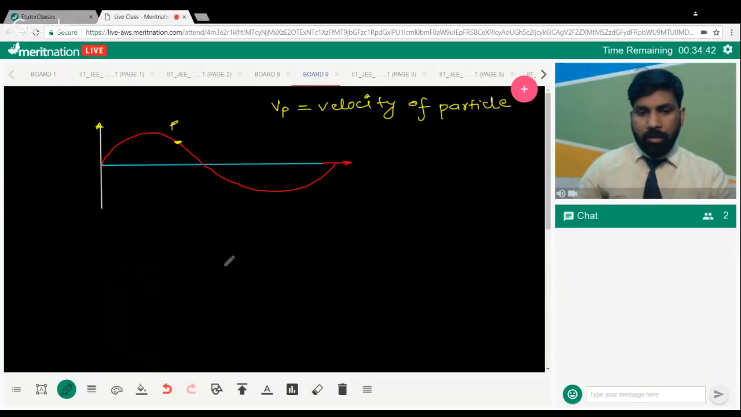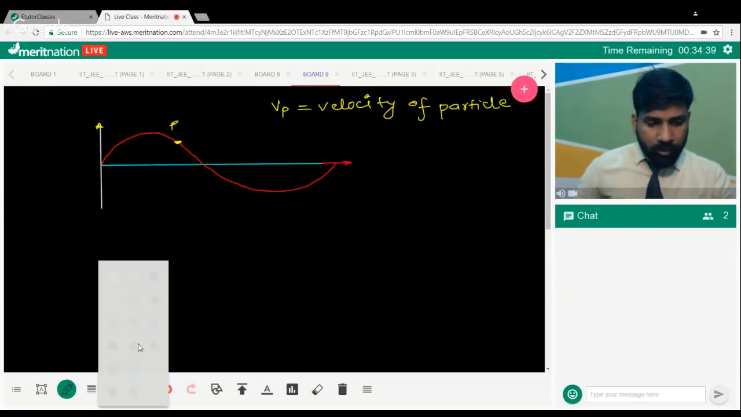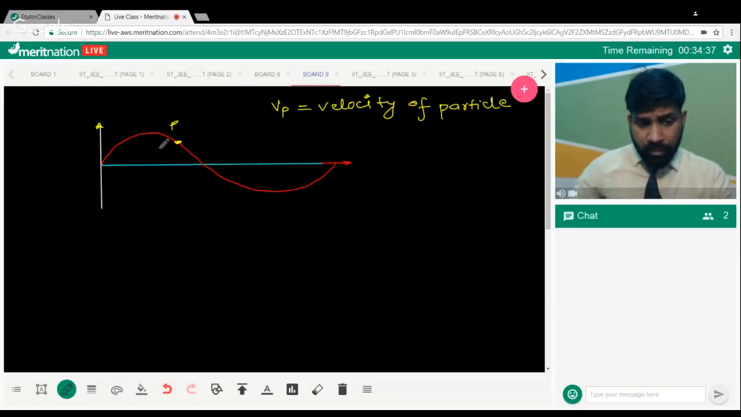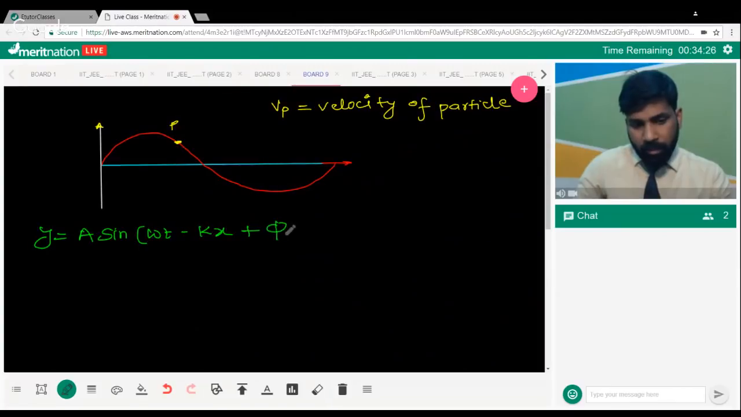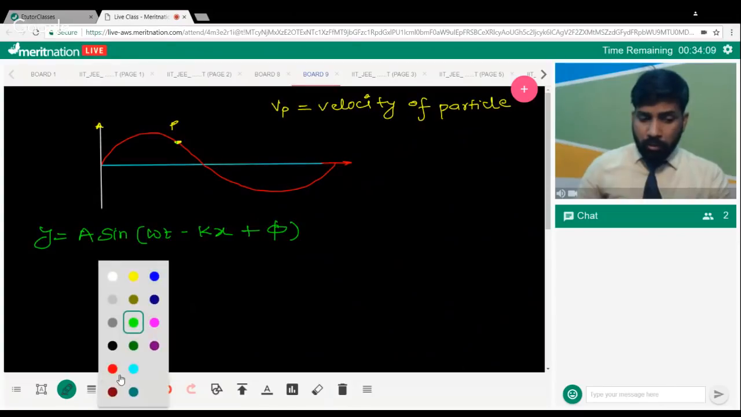Now you can see here, in this case, first of all, equation of this wave is y is equal to a sine omega t minus kx plus phi. Let us suppose that this is the equation. Now we can do one thing. This point P is what? Velocity of particle. Vp is velocity of particle. We need to find out a direction. So students, let me give you the shortcut first.